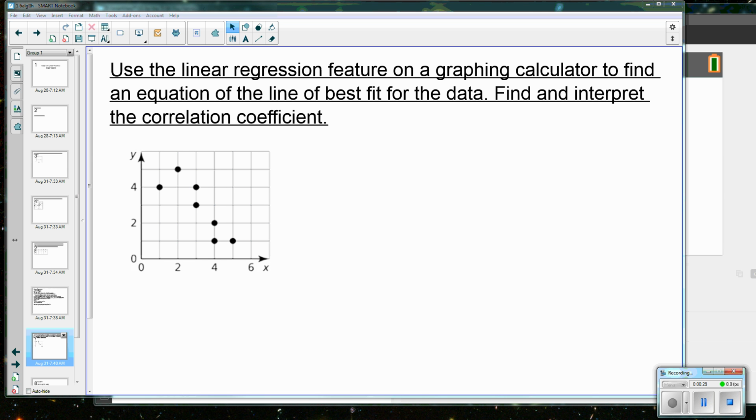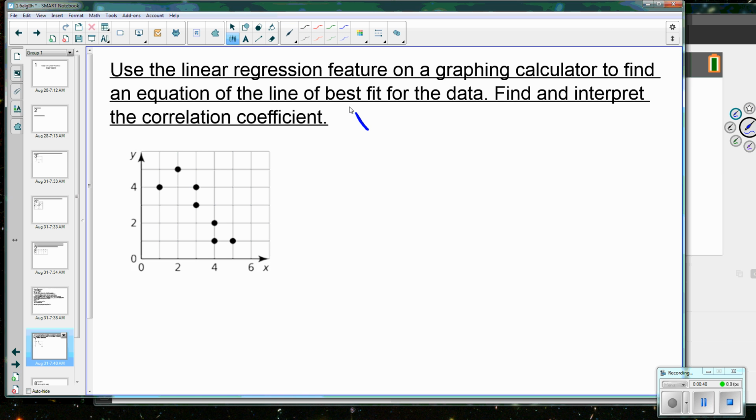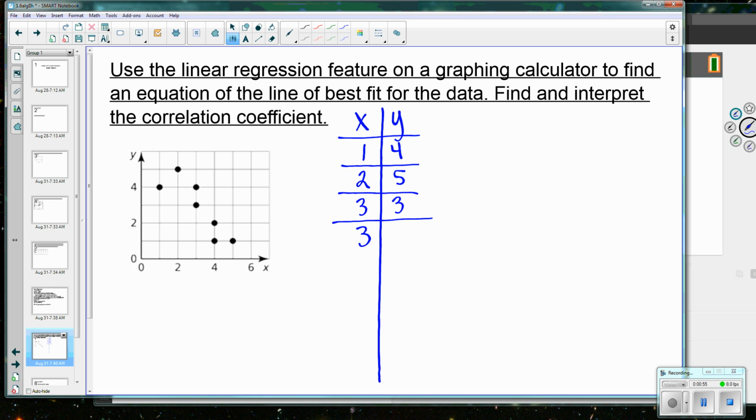So the first thing that we need to do before we start working in our graphing calculator is to write down the set of data points given to us. So we're going to look at this graph and we're going to make a table of our data points. So we have 1, 4, 2, 5, 3, 3, 3, 4, 4, 1, 4, 2, and 5, 1. So we're going to use this later in our graphing calculator when finding our line of best fit.